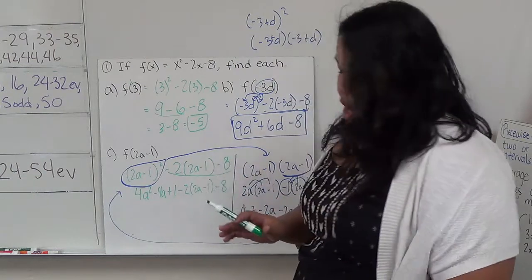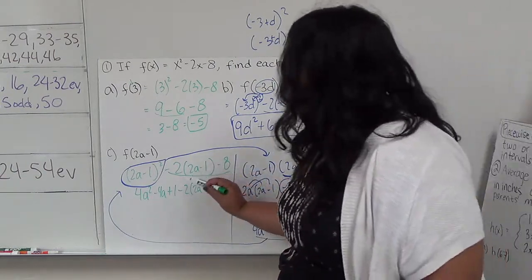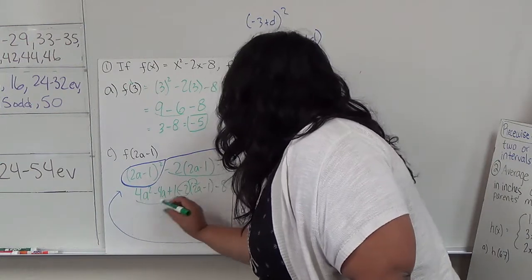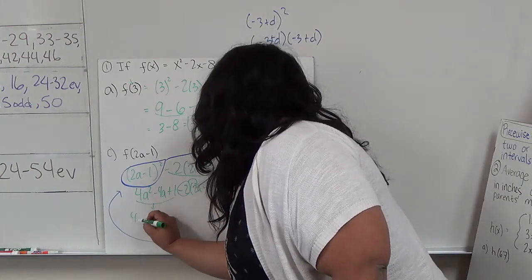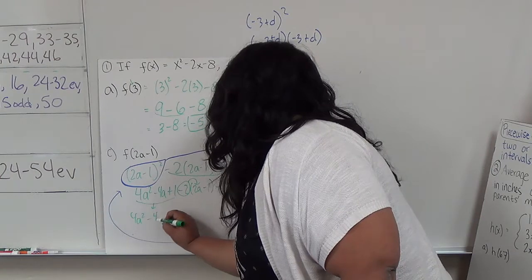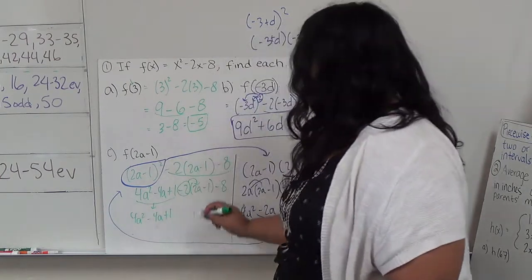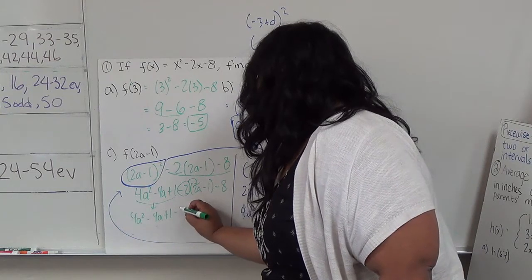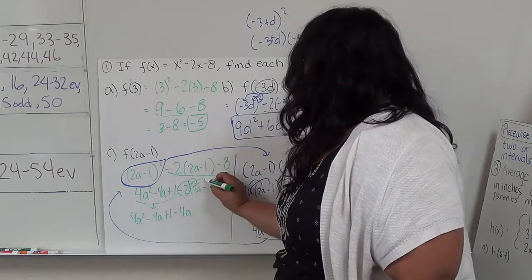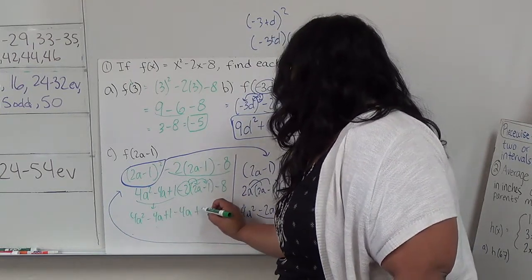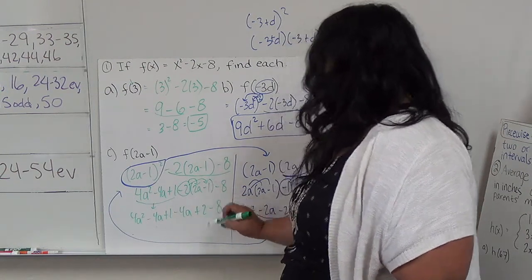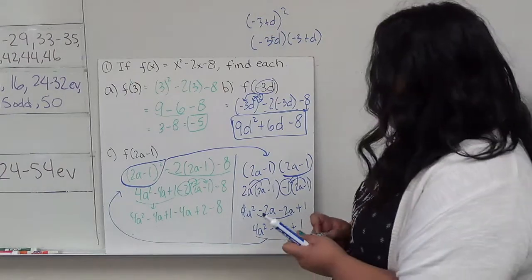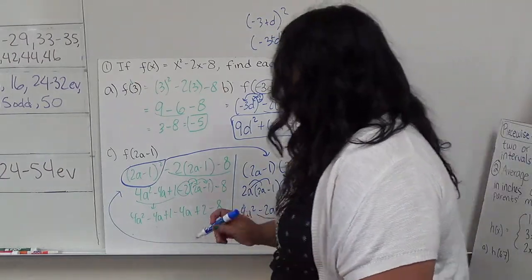Before I move on to anything, the order of operations says that I have to do this first. So I'm going to bring all of this down: 4a squared minus 4a plus 1. And then I'm going to distribute. Negative 2 times 2a is negative 4a. Negative 2 times negative 1 is plus 2, minus 8. Once I've expanded everything, I just combine like terms. I mean, not solve, just combine like terms.